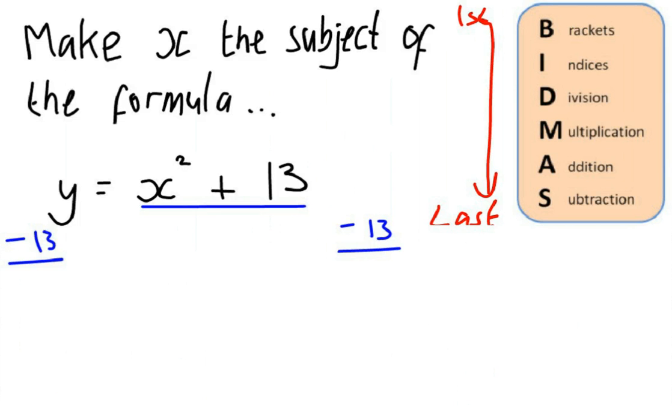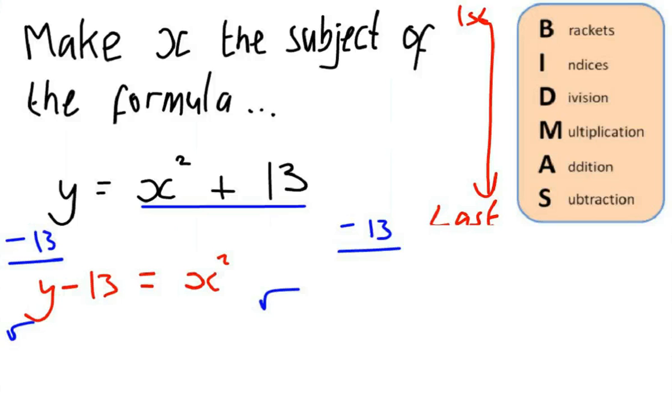So that leaves me on the left hand side with y take away 13, and that is equal to, on the right hand side we are just left with x squared. Okay, now remember in the previous example, the next thing we do, we're just looking at the side with the x squared on it, just our princess, working our way up. The only thing remaining is an index, so we want to undo squared, and we do that, remember, by taking the square root. So I'm going to take the square root of both sides.